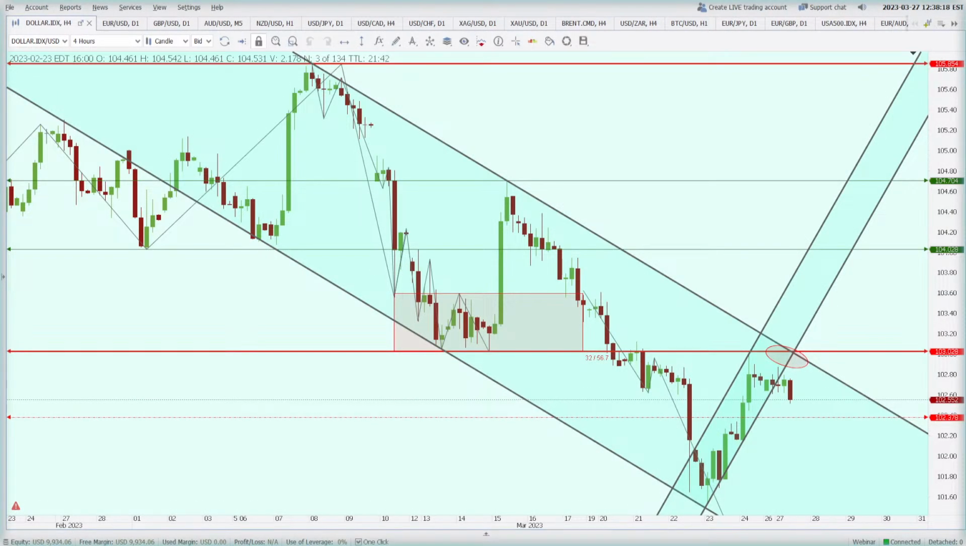So first things first, guys, on your screen is the 4-hour chart of the dollar index. And this chart is giving you a lot of information about what is going to happen next.